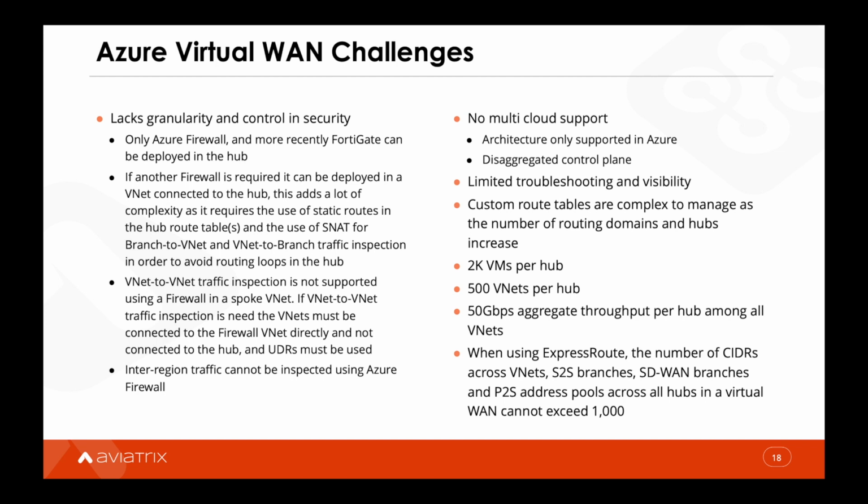When ExpressRoute branches are connected to a hub, the number of CIDRs across all VNets and branches cannot exceed 1,000 CIDRs. And again, this has to do with the limitation we mentioned before about ExpressRoute not being able to receive more than 1,000 different CIDRs from Azure.